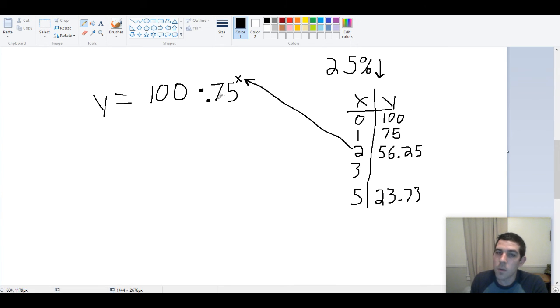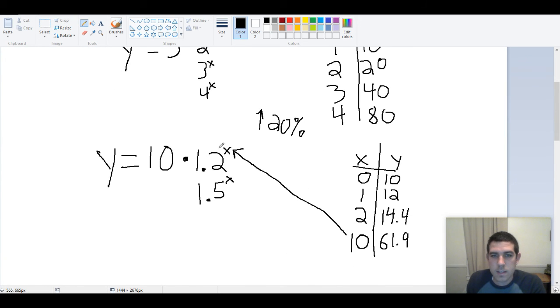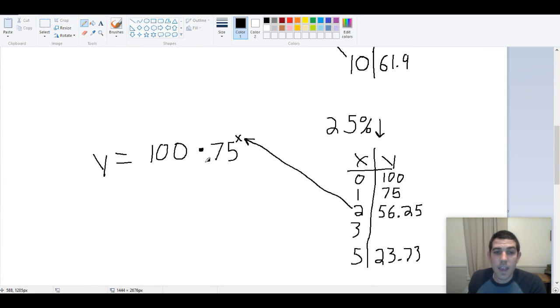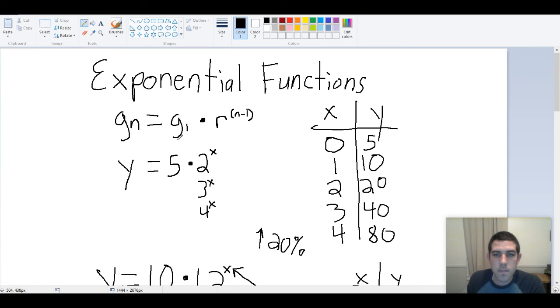So notice I can make it get smaller by multiplying by a number less than 1. It's going to make everything get smaller. And that's pretty much the three different ways to see common ratios in exponential functions. You can see it as a double, triple, quadruple. We can see it as a slight percent increase, like 1.2 or 1.5. Or we can see it as a decay, actually gets smaller by multiplying by a number less than 1. That's pretty much it for exponential functions. Don't forget your first term. And that's it, and I'll see you in class.